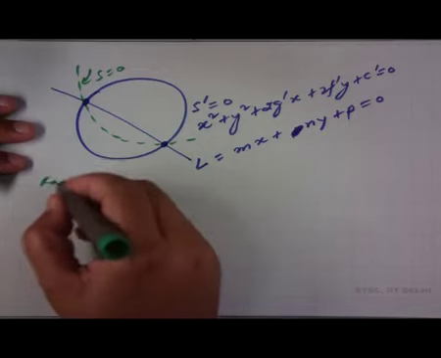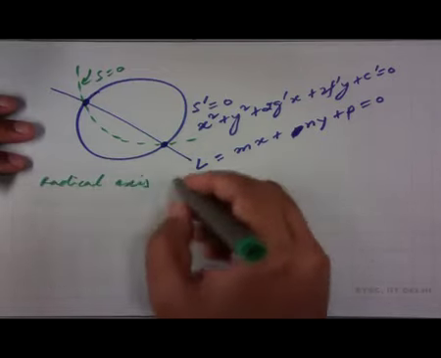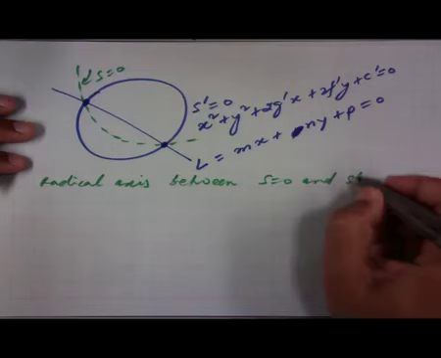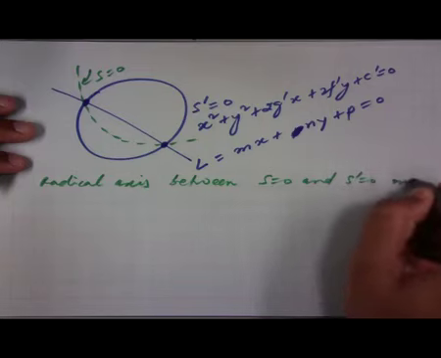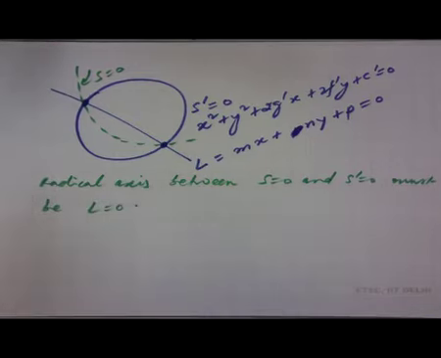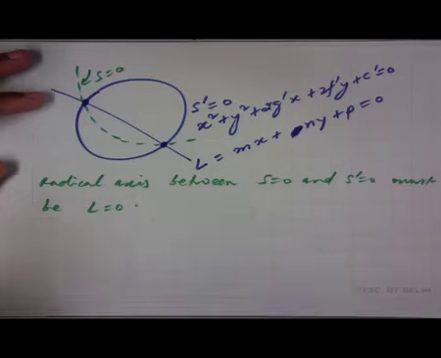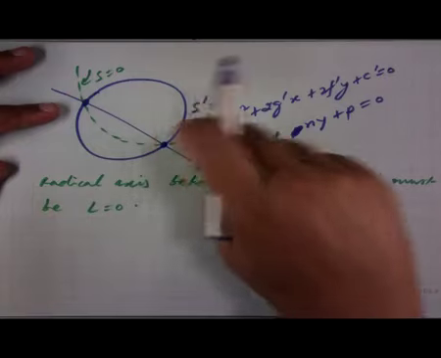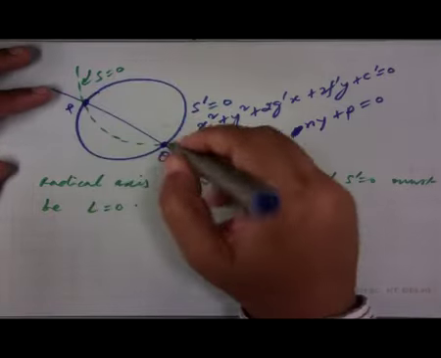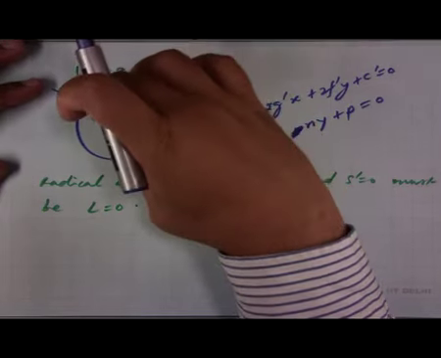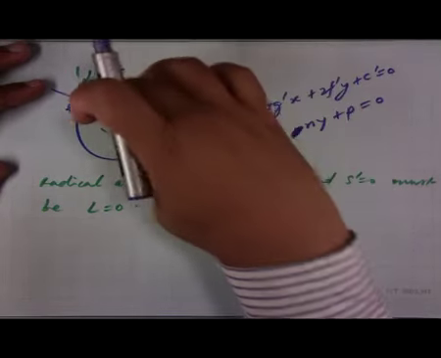So, the radical axis between S equal to 0 and S prime equal to 0 must be L equal to 0. This is because the straight line L joins these two points of intersection, so the straight line intersects the given circle S prime at these two points P and Q.